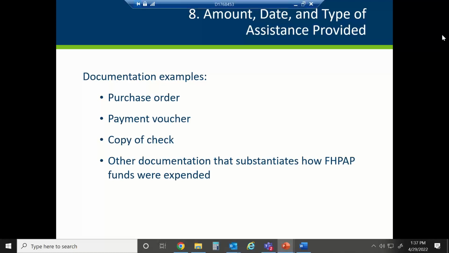We also look for the amount, the date, and the type of assistance provided. Oftentimes we'll see this in a purchase order, a payment voucher, or a copy of the check, and sometimes in case documentation that substantiates how the FHPAP funds were expended for the household. If the amount of assistance provided is not the same as the household indicates they need, we want to find the other funding source that was used to pay for that remaining assistance, whether it was from another agency or emergency assistance, or the household was able to come up with the other portion of the funds. But we really like to see that the full amount of assistance is provided that will help resolve the housing crisis.